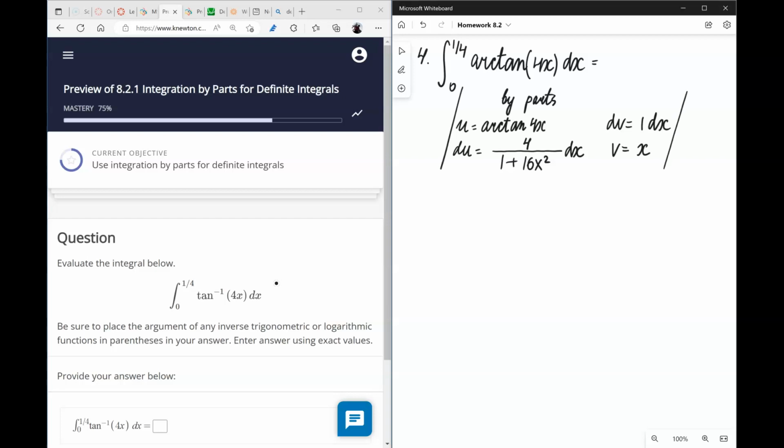So this is my integration by parts setup. Now I'm going to execute it, right? So we have uv, so we have x arctan of 4x, but it's a definite integral, so I'm going to throw the limits of integration right over here, minus integral, also a definite integral, of v du, and we have 4x over 1 plus 16x squared dx. Now, for this one, I'm going to do substitution.